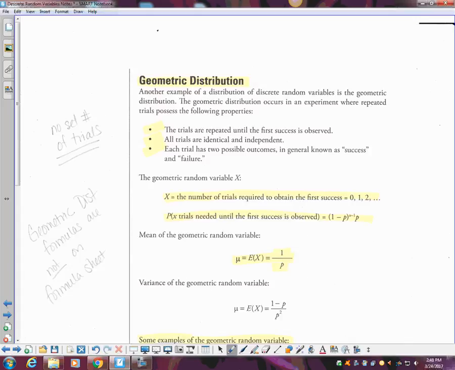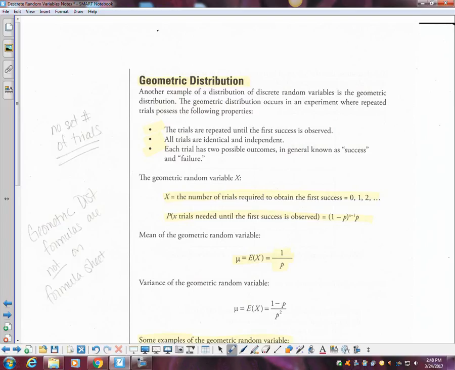And I think we go straight to geometric. Okay, geometric distribution is also discrete, but the setup is different. Geometric distribution occurs in an experiment where repeated trials possess the following properties. The trials are repeated until the first success is observed. So I'm going to shoot basketball until I make one, and then I'm done. All trials have to be identical and independent. Each trial has to have a success and a failure. That's what makes it binomial.